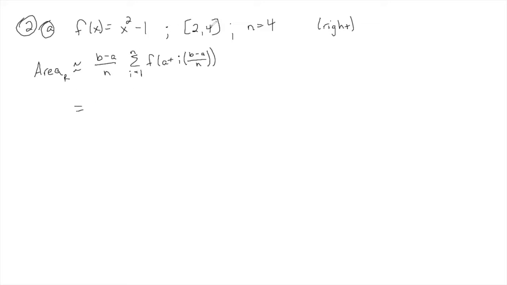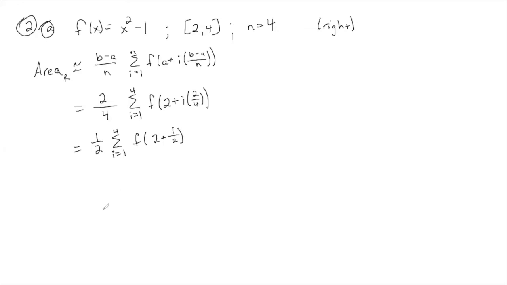So this is my b, this is my a, so I get 2 over n. In this case, n is 4. i equals 1 to 4. f of 2 plus, remember, b minus a over n is 2 over 4. So I get i times 2 over 4. So I can simplify. I get 1/2 f of 2 plus i over 2.